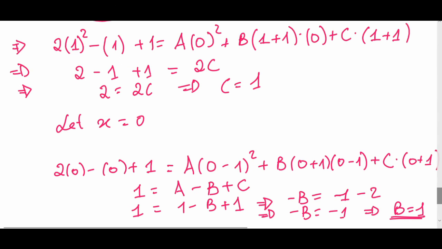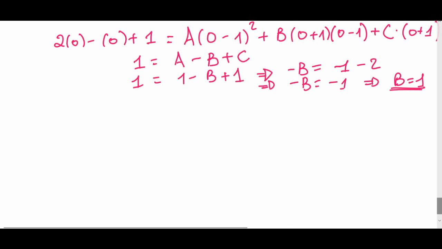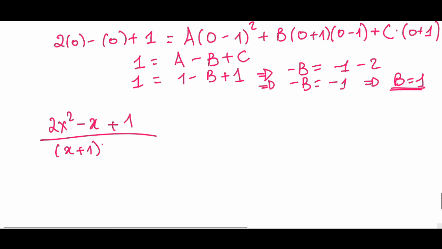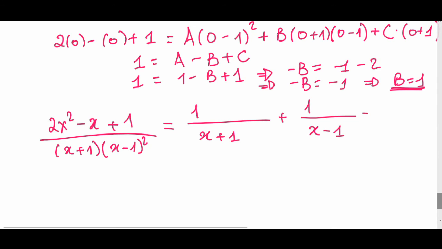So now our equation can be expressed. Our equation (2x² - x + 1) divided by (x + 1)(x - 1)² can now be written in the form 1 divided by (x + 1), plus 1 divided by (x - 1), plus 1 divided by (x - 1)².